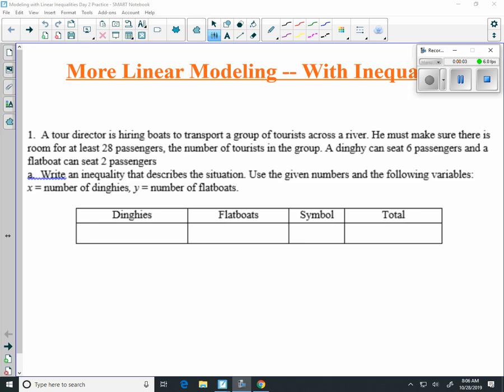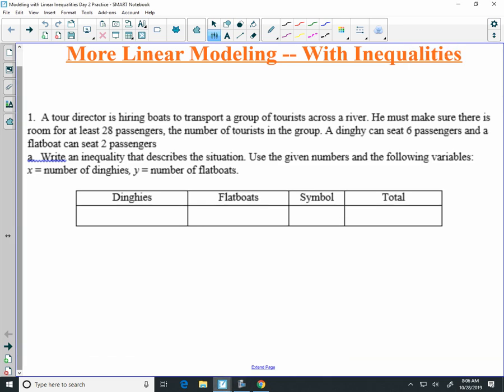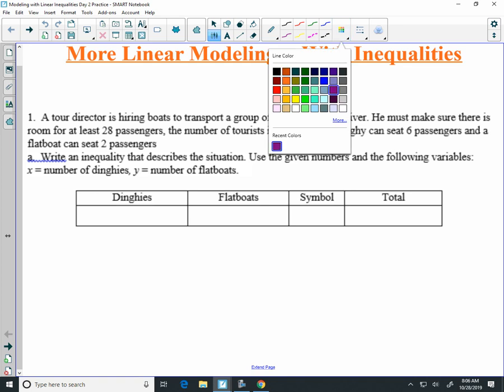Right, modeling with linear inequalities. So this is the day 2 practice. I'm just going to run through a couple of the problems to give you a little confidence with getting started here.